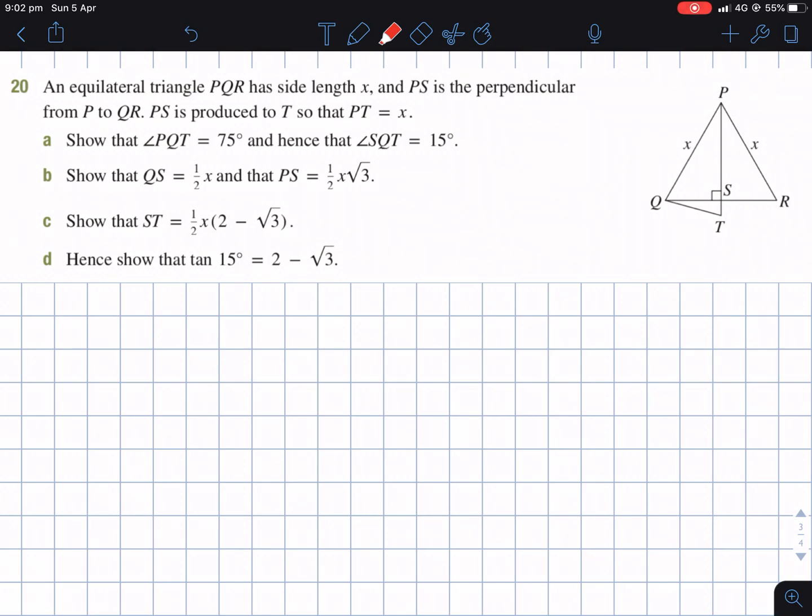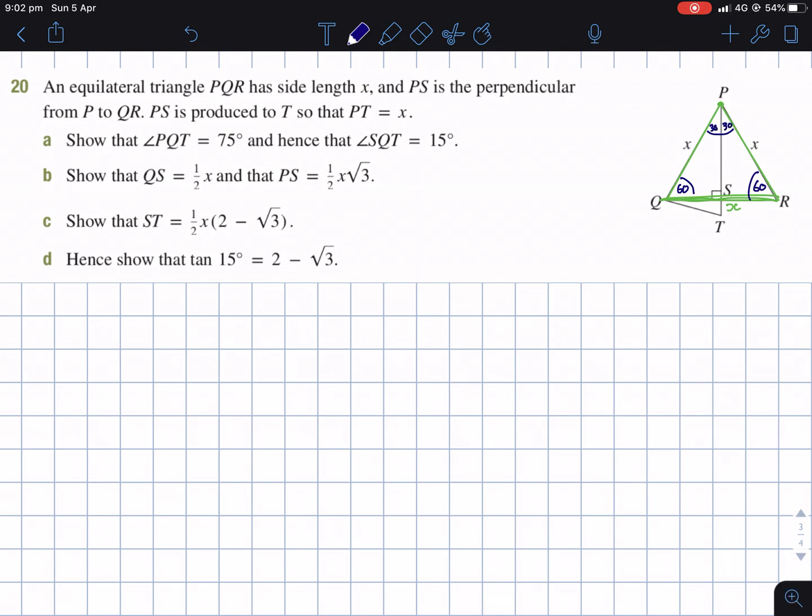Right, we're told that we've got an equilateral triangle PQR. So from P down to Q, across to R, this is equilateral. So this whole thing across here must also be X. Now don't forget with equilateral triangles, all the angles inside are the same. They all add up to 180, so they must all be 60. And if each of these is 60, then this is 30.